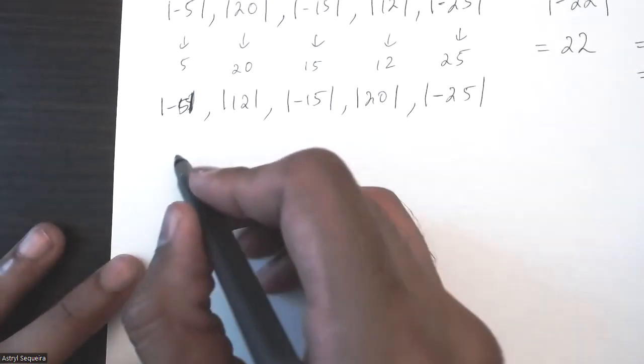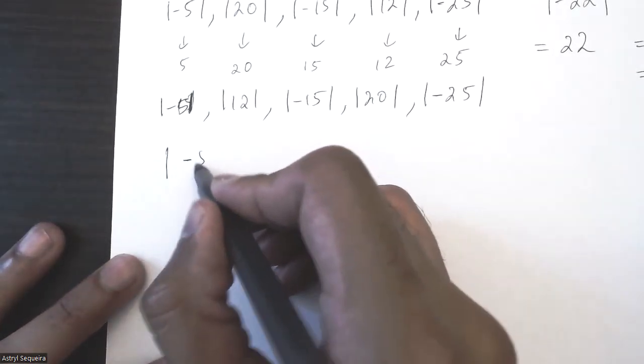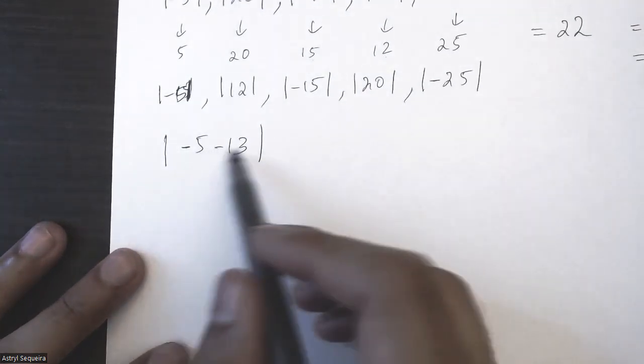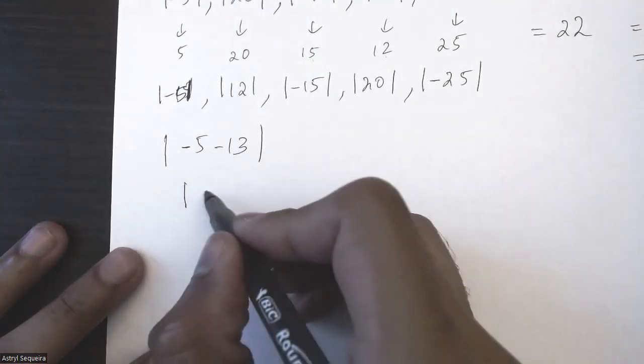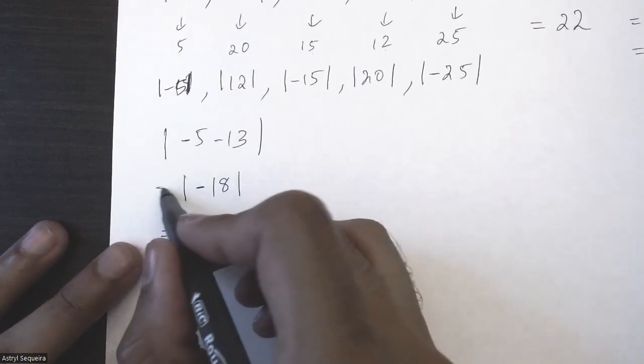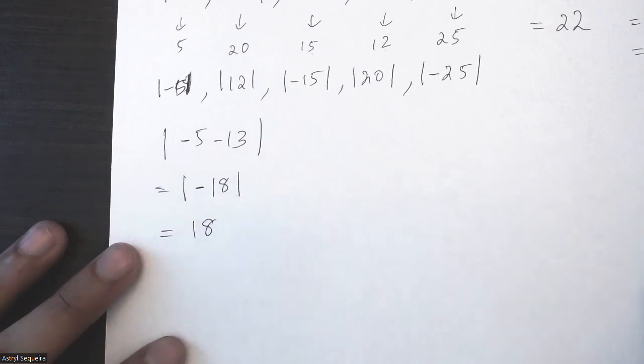Next question is the absolute of -5 minus 13. So just like brackets, we want to simplify the inside first if possible. So that's just the absolute of -18, which is +18.